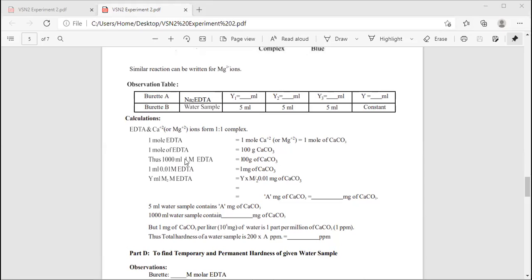Now how will you get 1 molar converted to 0.01 molar? By what do you have to divide? 1 molar has to be converted to 0.01 molar. So you will divide by what? 10 raised to 5.